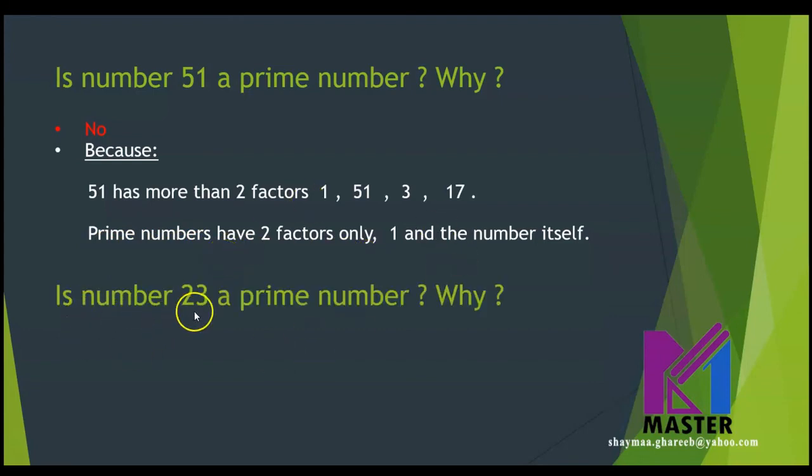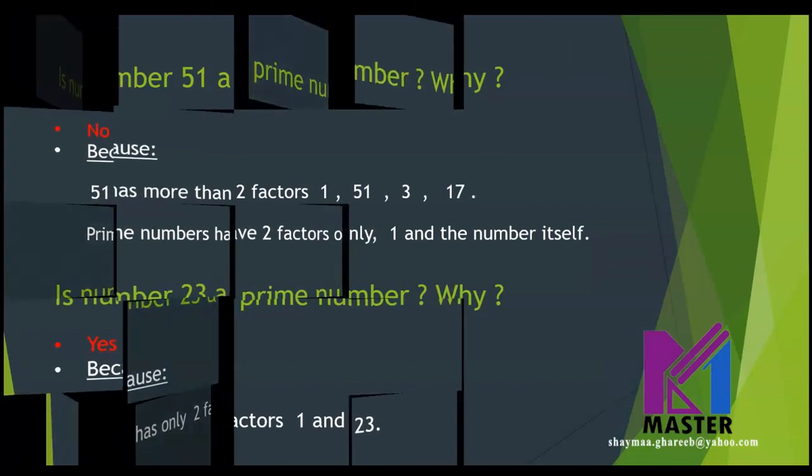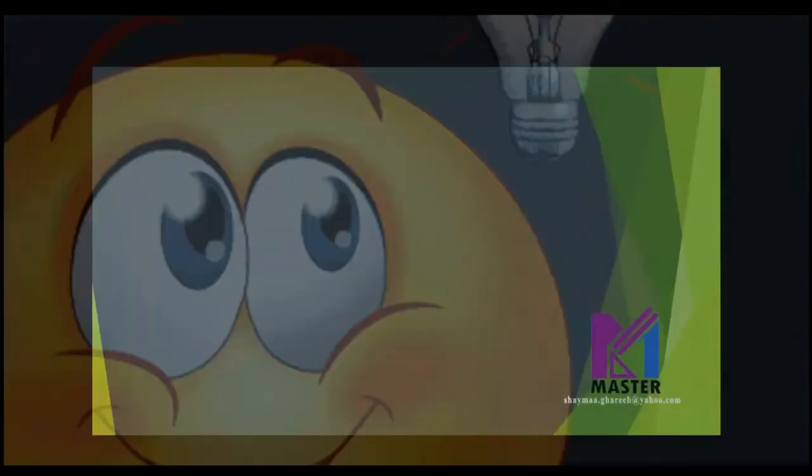Second question, is number 23 a prime number and why? Number 23 is a prime number. Why? Because it has only two factors, 1 and 23. And please, it's really important to know the 25 prime numbers between 0 and 100. You have to write them more than once and study them well. Are you ready for questions time? Let's go.